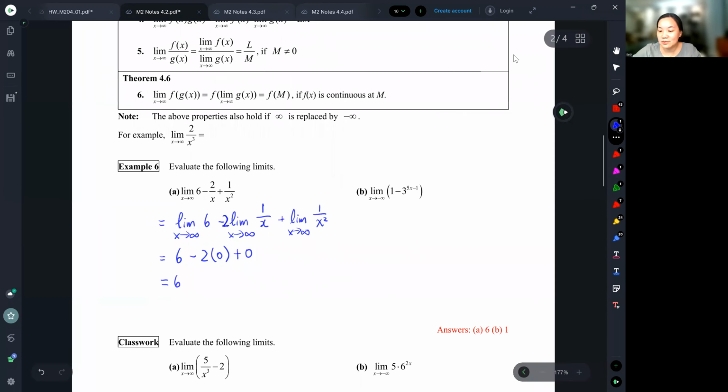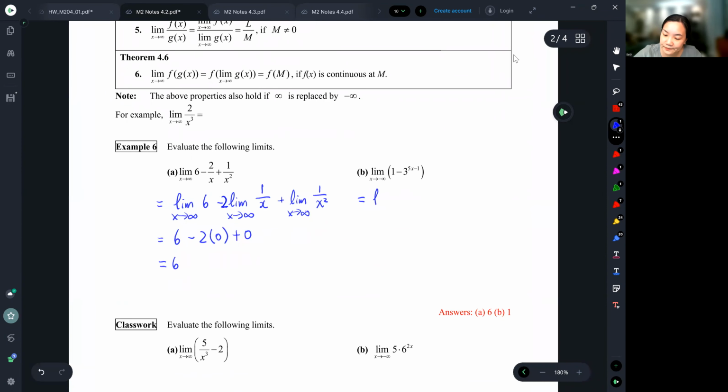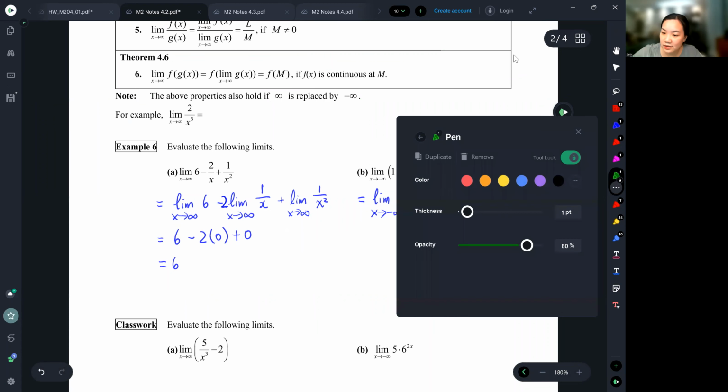Another example would be this one. Negative infinity. Okay, negative infinity. And this will be 1 minus the limit as x tends to negative infinity of 3 to the power 5x minus 1.